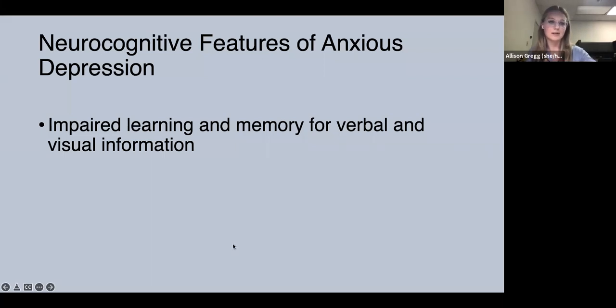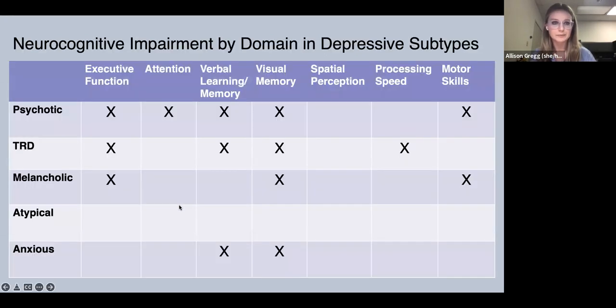Then moving on to the neurocognitive features of anxious depression, research has demonstrated that comorbid anxiety and depression relative to depression alone significantly decrease learning and memory in this way for both verbal and visual information. Interestingly, here we see that the degree of neurocognitive impairment is highly correlated with the anxiety symptom severity as opposed to the depressive symptom severity in this way. So it's almost looking to be that the anxiety symptom severity is more predictive of what we might see on evaluation in that way. So here then we're seeing, again, primarily this verbal learning and visual memory impairment in this way.